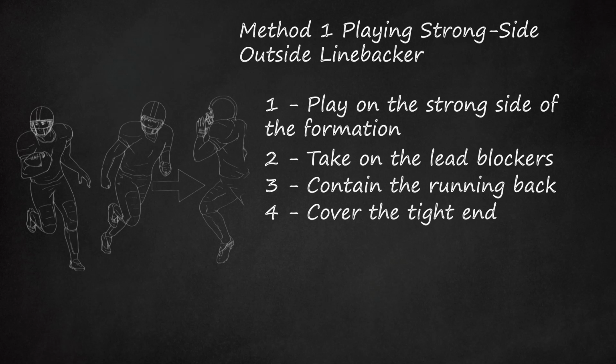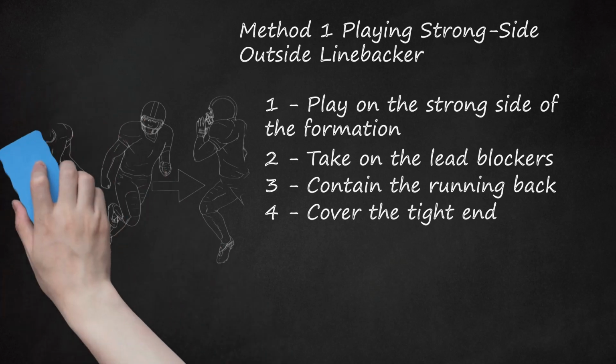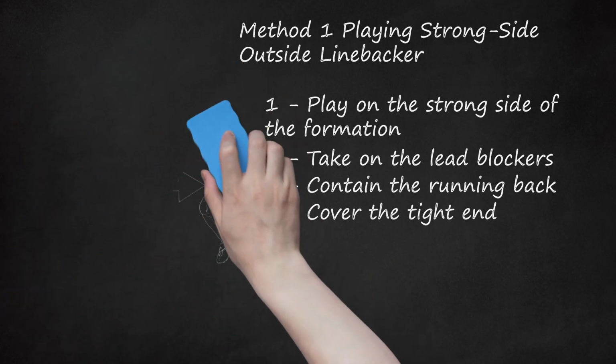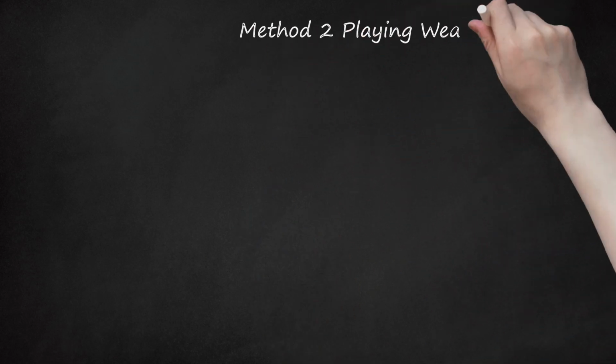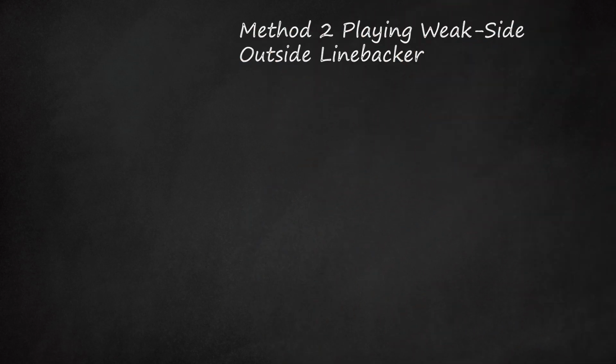The SAM takes on the tight end in nearly every play, so he must quickly adapt to the role the tight end takes on any given play. In the event that the tight end does manage to get open as an outlet receiver and the quarterback does complete a pass to him, it's also the SAM's job to tackle the tight end as soon as the pass is completed. Method 2. Playing weak side outside linebacker.